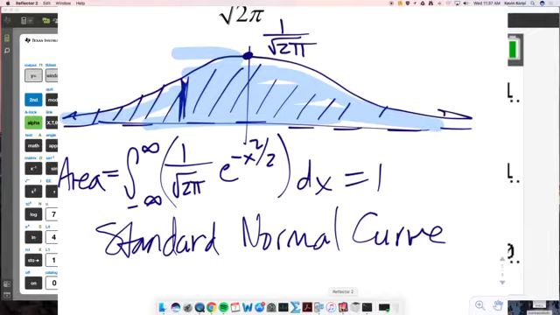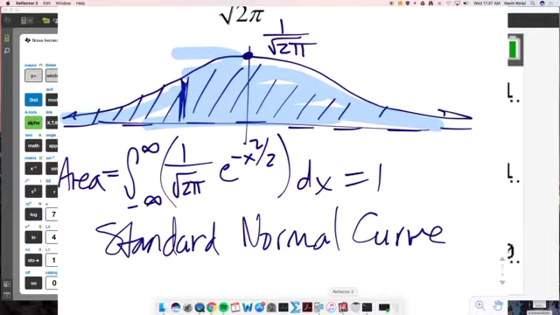Yeah? The values in your integrand. Well, remember the z statistics, right? Are those the normalized ones? Yeah. When we turn it to a z statistic, that's how we normalize it, and then we can look it up in the table. So if you ever take statistics, you will encounter this curve. It's a very, very, very important curve in statistics.